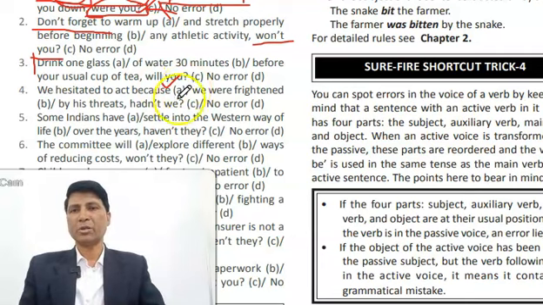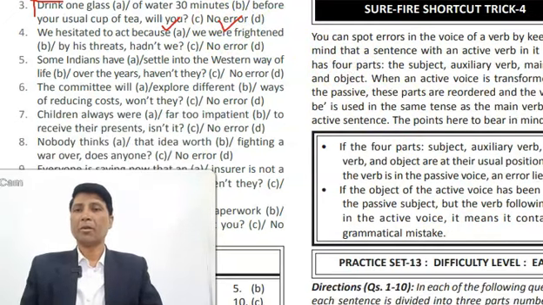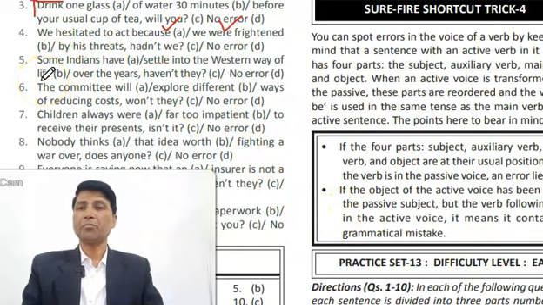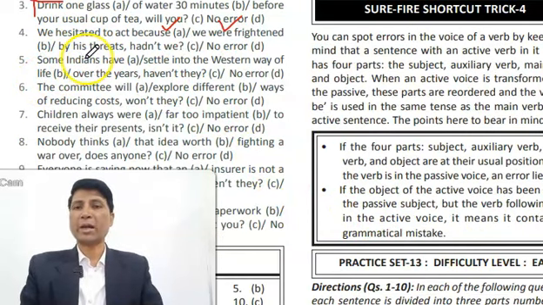Hence it is correct, there is no problem. It means there should be no error. Moving on to question number 4. Question number 4 reads, we hesitated to act because we were frightened by his threats, hadn't we?